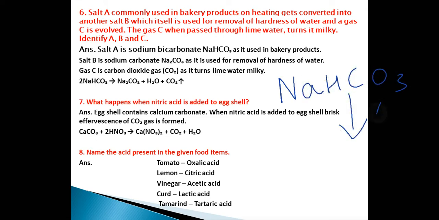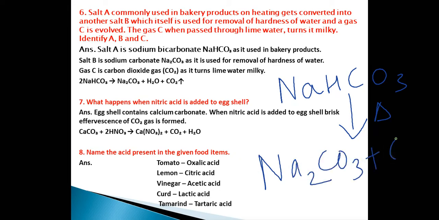Now, when we are heating this salt A, we are getting one salt B, which is used to remove hardness of water. So, which salt is used for removing hardness of water? It is sodium carbonate or washing soda. So, when we are heating that, we are getting sodium carbonate, that is salt B. Along with that, we are getting a gas called C, that is CO2.